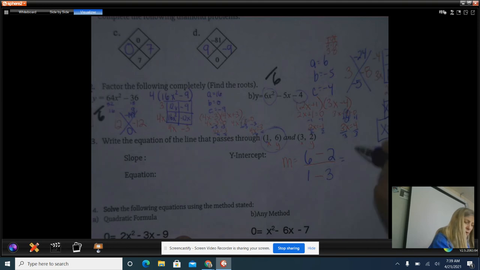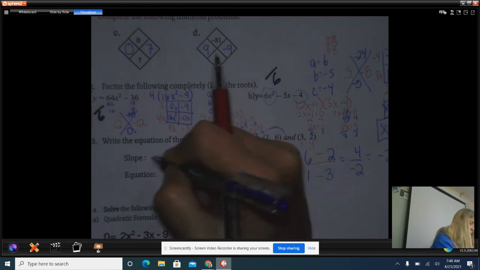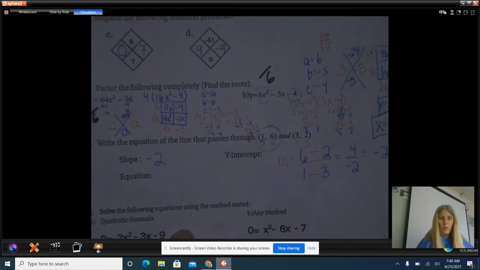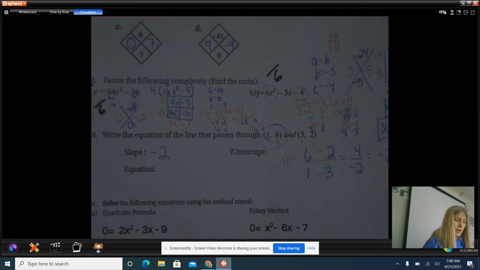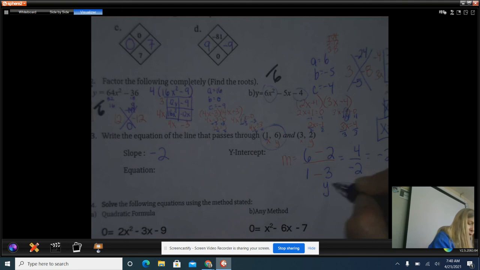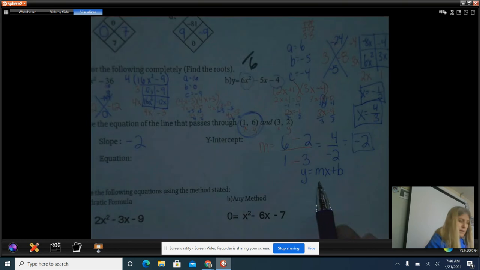6 minus 2 is 4, and 1 minus 3 is -2. 4 divided by -2 is -2. So 1 point for having a slope of -2. I'm now going to find my y-intercept. We're going to go ahead and write y equals mx plus b, and we're going to grab one of our points and our slope that we just found out and plug that in for y, m, and x, and then go ahead and solve for b.